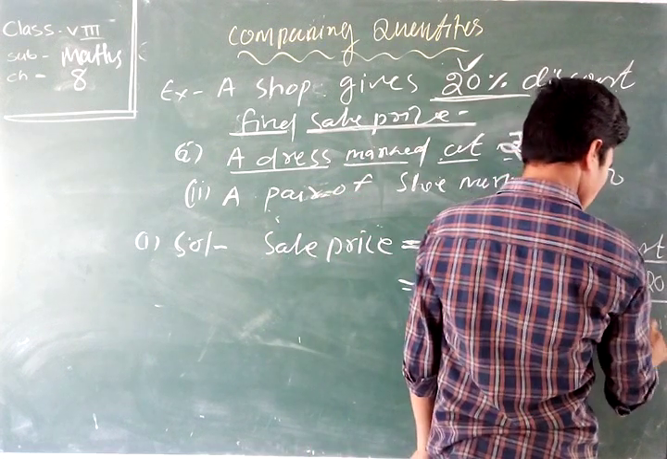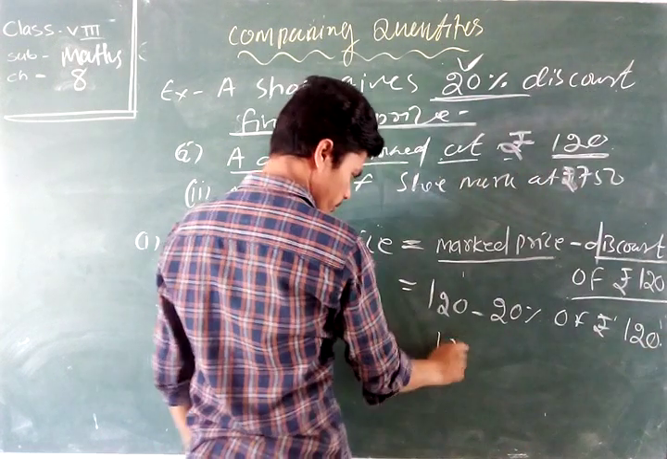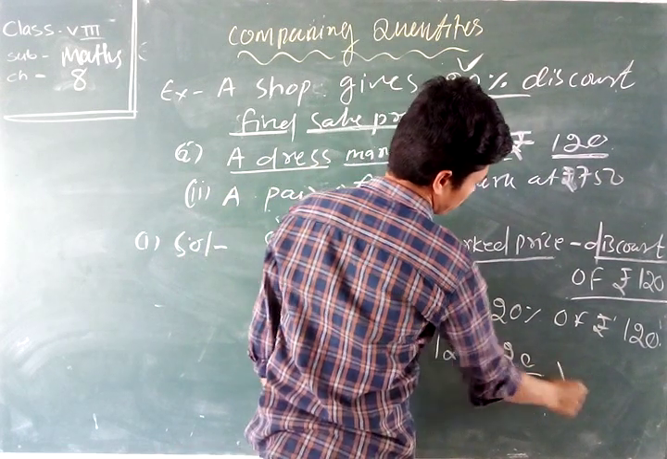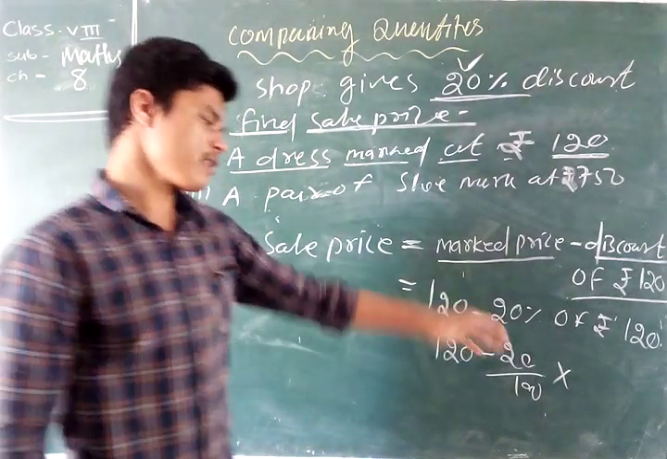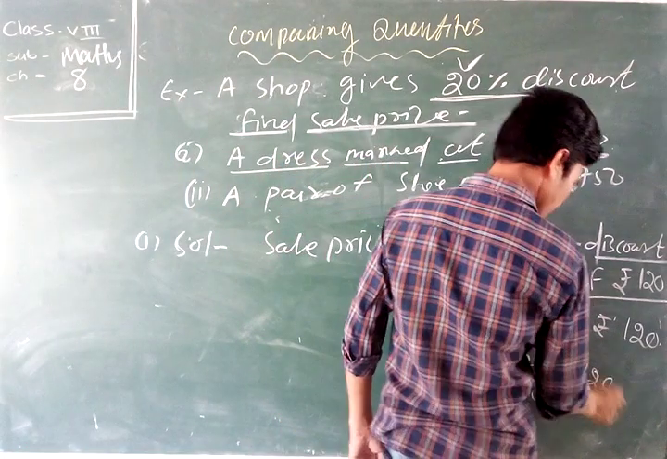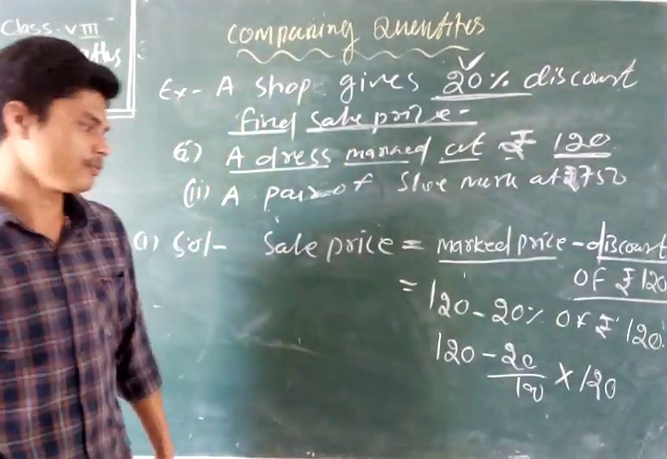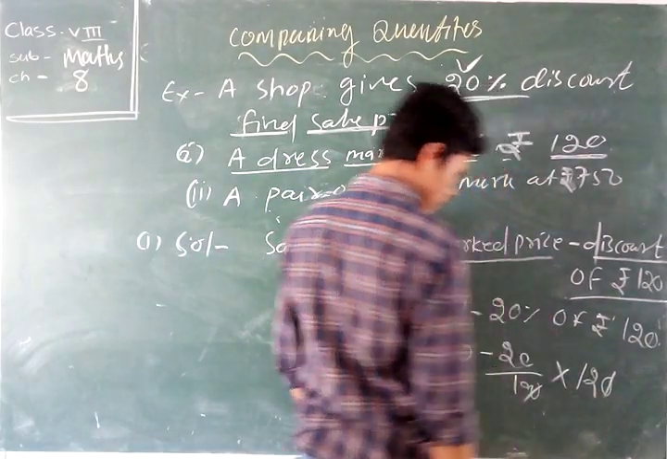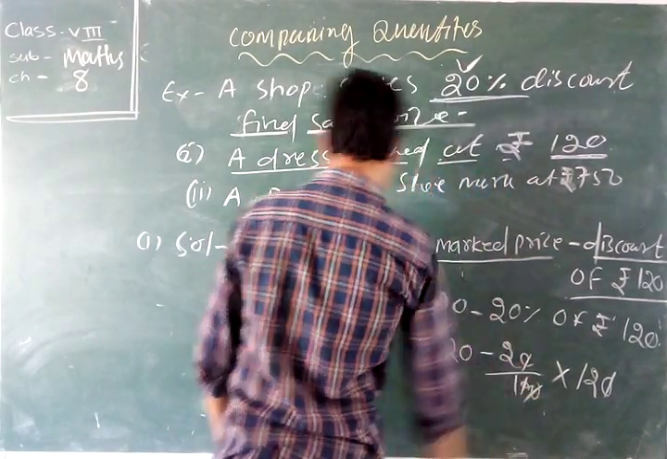120. Now you know that 20% is what? 20 out of 100. Of means multiply, and 120 is here. Okay. Now we can find the answer easily. Now let's see here, one zero cancels with zero, and one cancels.